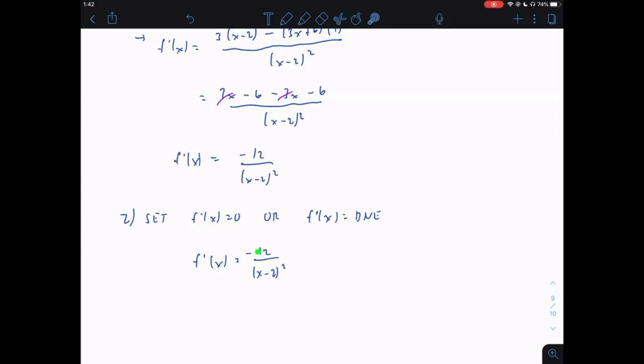We either make the function 0 or undefined. Now, to figure out what makes it 0, we have to look at the numerator. But do we have any x in the numerator? No. So in this case, we don't have to worry about the numerator. Now focus on what makes it undefined. What makes a rational function undefined is what makes the denominator 0. In this case, we do have a variable x in the denominator.